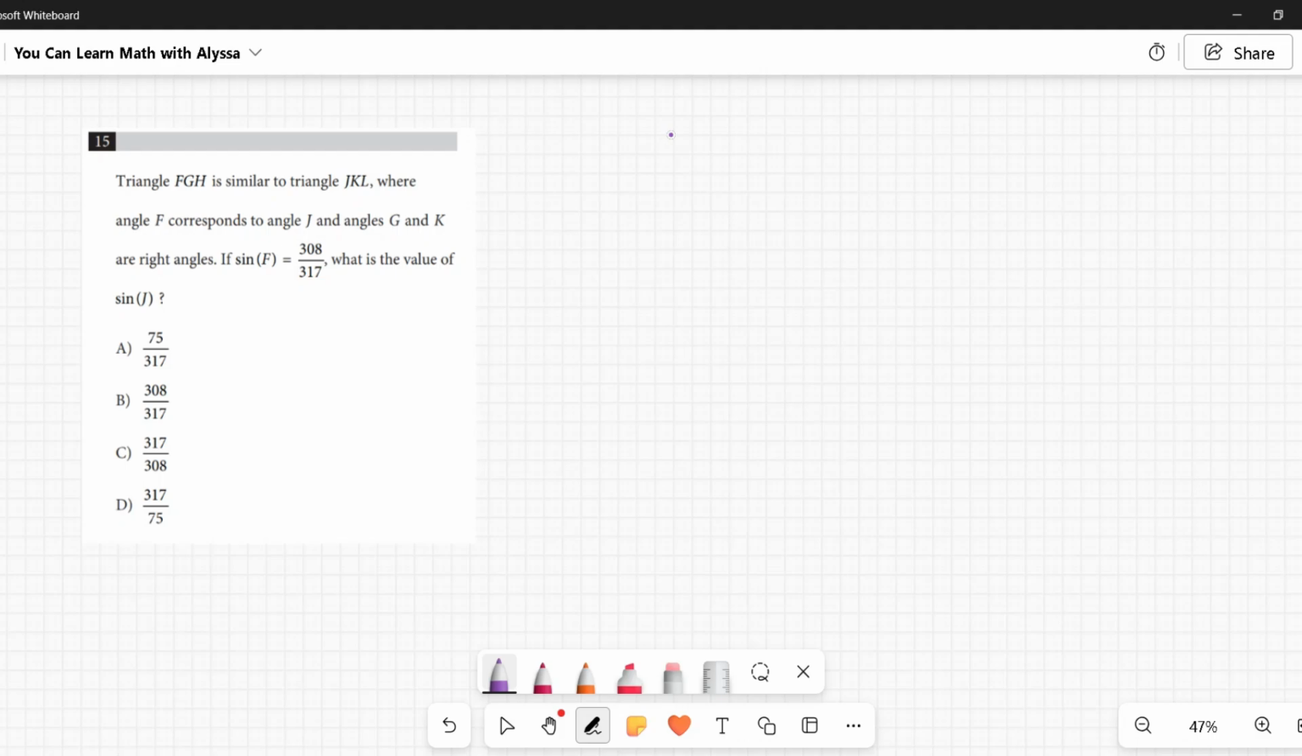Number 15. Triangle FGH is similar to triangle JKL, where angle F corresponds to angle J, and angles G and K are right angles. If the sine of F equals 308 over 317, what is the value of sine of J? Right, so they're testing our knowledge of similarity in triangles, and they're testing our knowledge of sine.